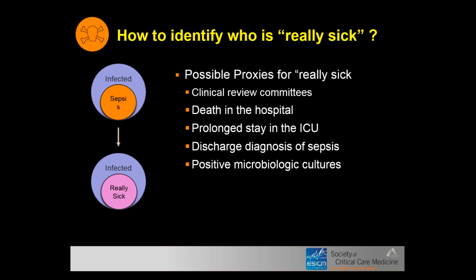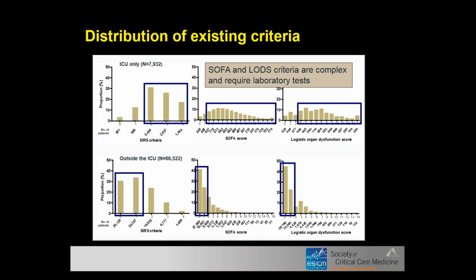How do we identify who is really sick? We're looking for possible proxies for really sick. We could do this on the basis of decisions by clinical review committees. We could look at death in the hospital. We can look at prolonged stay in the ICU, discharge diagnosis of sepsis, or positive microbiological data. The approach that was chosen was a combination, a composite of death in the hospital and a prolonged stay in the ICU.